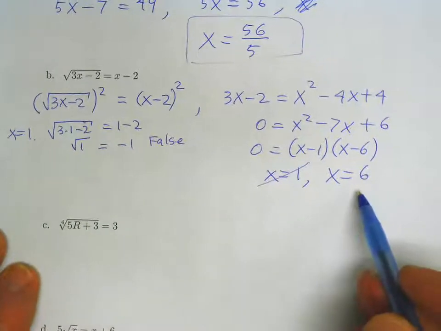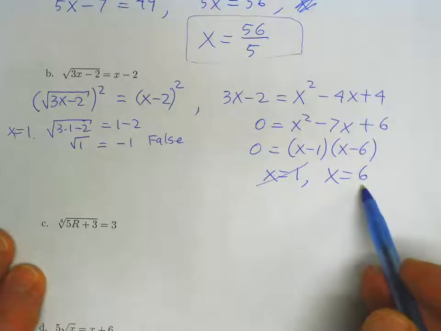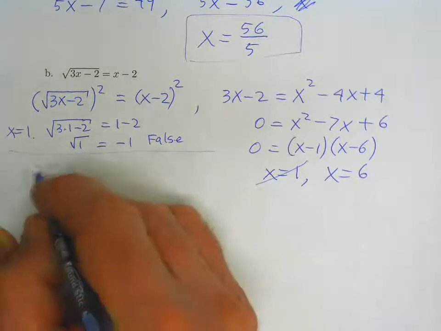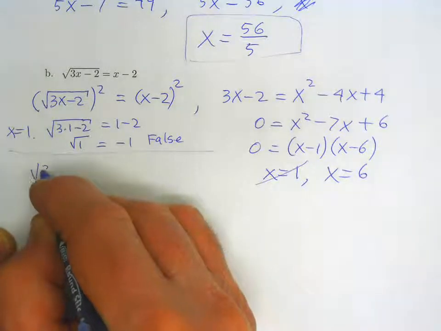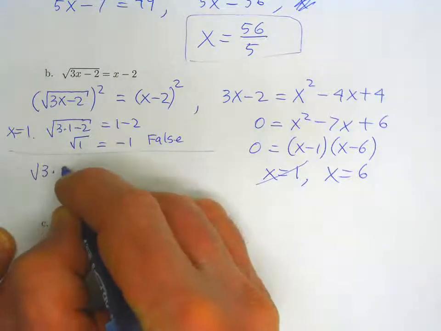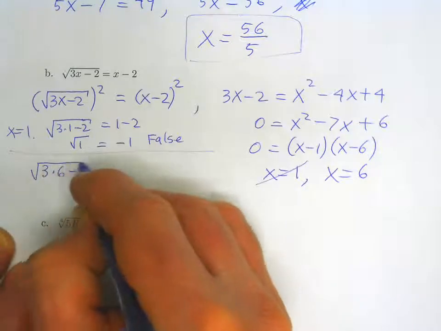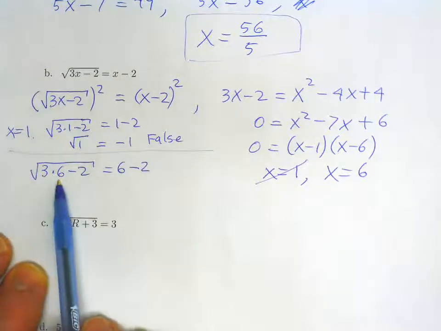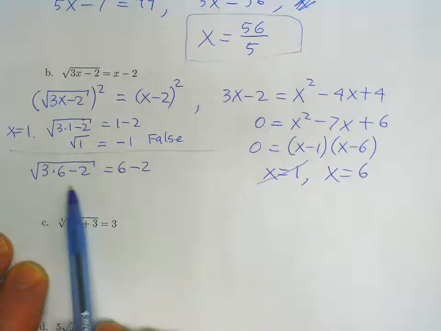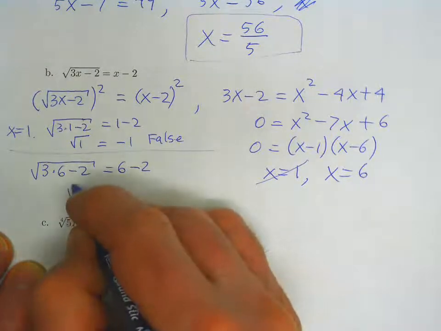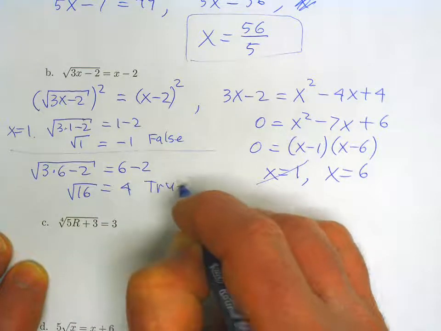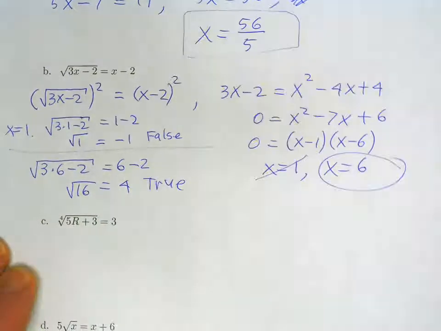6, however, is a solution. You can pretty much tell by looking, but if you replace x with 6, we get the square root of 3 times 6 minus 2 equals 6 minus 2. 3 times 6 is 18. 18 minus 2 is 16. And so the positive square root of 16 equals 4. That's true. So x equals 6 is the only solution.